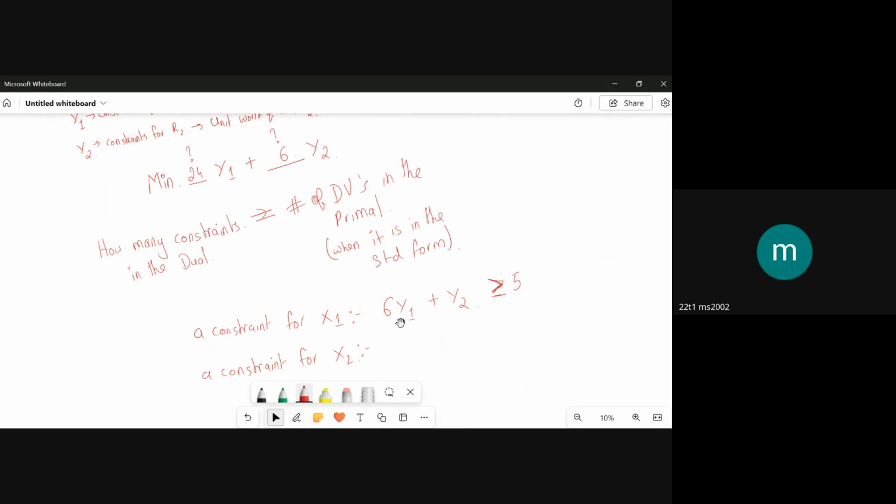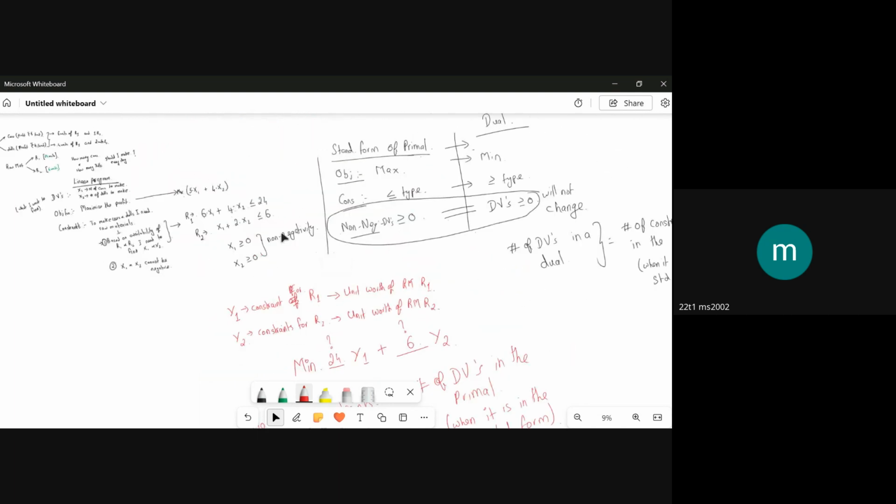So if I buy y1 for making x1, and if I buy y2 for making x1, if I buy one unit, I should be making something that is greater than the profit that I will get. Only then it makes sense for me to buy this at that cost. Or else it does not make sense for me to buy this at that cost. Okay, so that is why you have 6y1 plus y2 greater than or equal to 5.